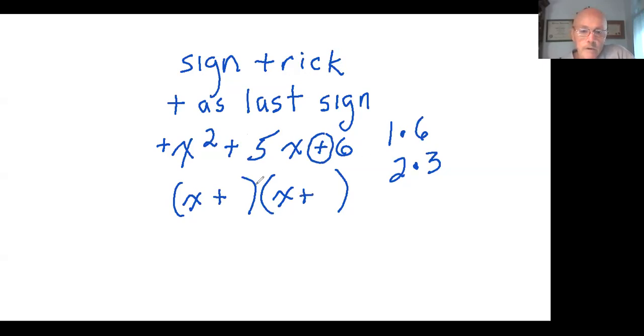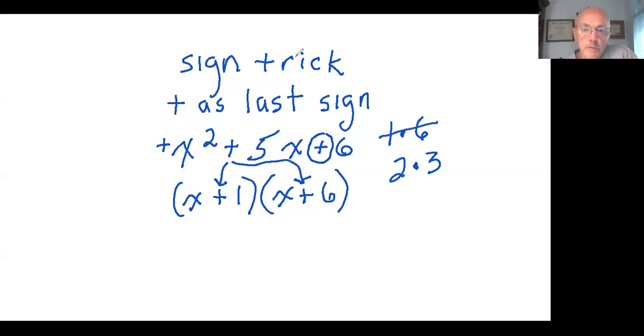So let's try the 1 and the 6. So 1 times 6, yeah, that definitely gives me 6 here. But if I take a look at the outers, 6x, and the inners, 1x, that adds up to 7x. So do I change my signs? No, because the sign trick always works. Plus at the end, whatever's here, just bring it down, drop it right into that set of parentheses. You know the signs are correct. My numbers are wrong.